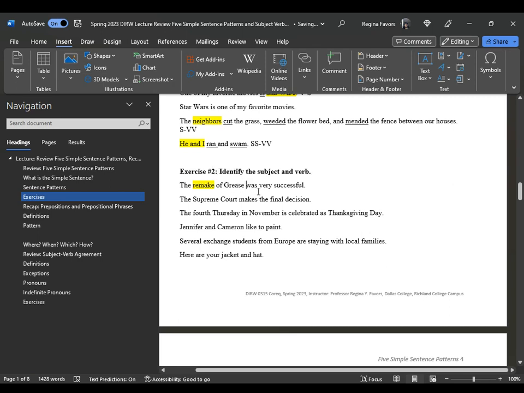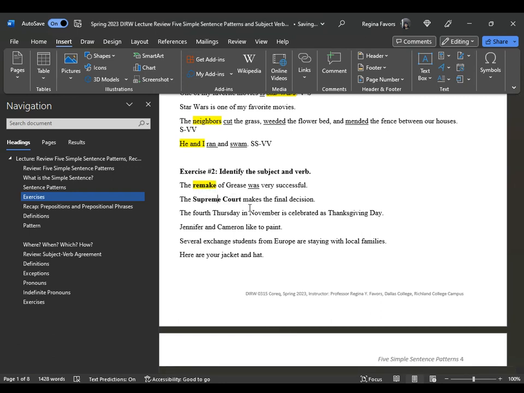Look for the verb. So the remake was, okay, and remake is in singular form, and the was is in past tense, but singular form in agreement with the verb. The Supreme Court makes the final decision. So the Supreme Court is your subject of the sentence. This is the subject of the sentence.